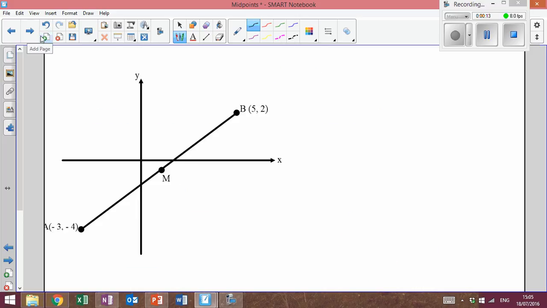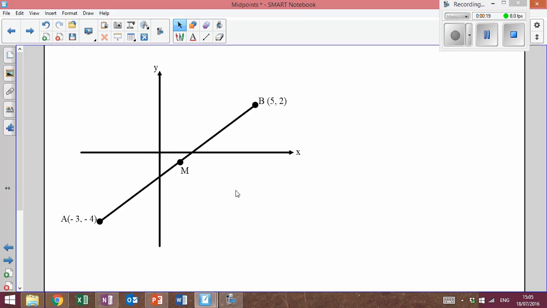What I'd like you to do is pause the video, look at this situation here, and see if you can tell me what the point M is. How we think about it, see if you can figure it out.